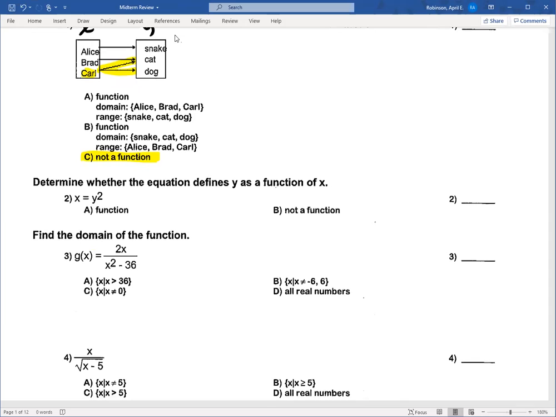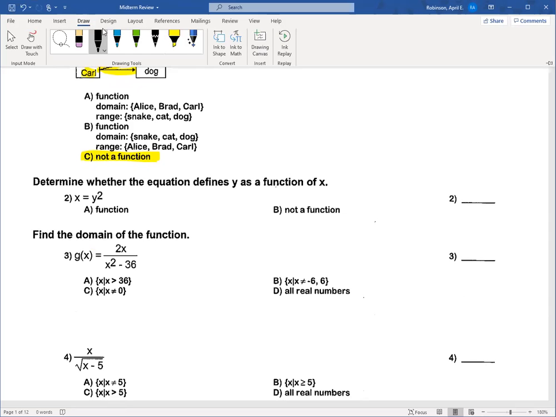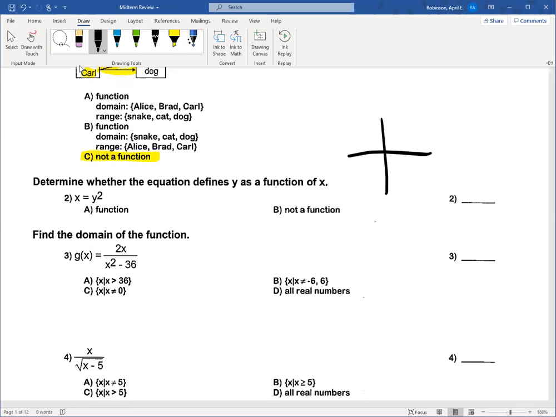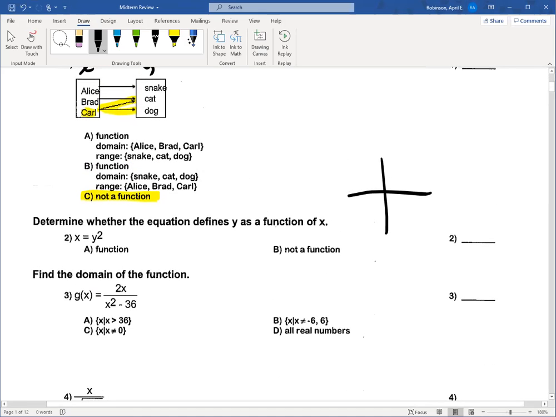The next one, is this a function or not? x equals y squared. This is not a function. And if you remember, I told you about graphing it. Here's my x and y axis. Because I have x to the first power, this graph is only going to cross the x axis once. However, because my y is to the second power, this thing is somehow going to cross the y axis and then turn around and cross the y axis the second time.